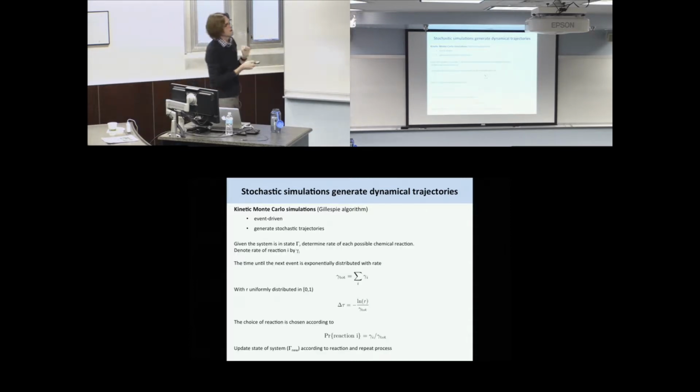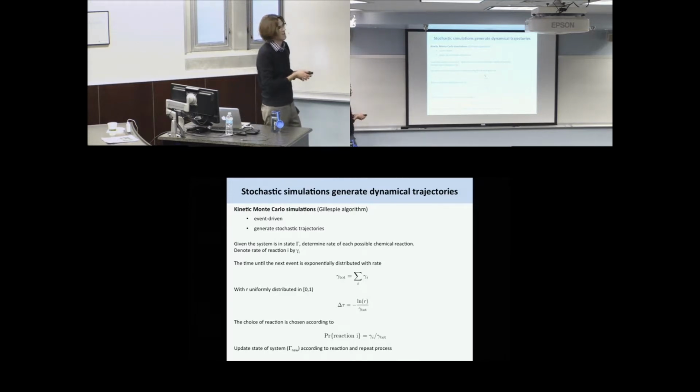It's pretty simple. Given that we're in state gamma, we need to determine the rate of every possible chemical reaction. We'll denote the rate of each individual chemical reaction by gamma sub i. Once we have each of these individual rates, we know a total rate at which the entire system will transition. This gives us an exponentially distributed random variable with rate gamma total. The time associated with this distribution will be the time to the next event.